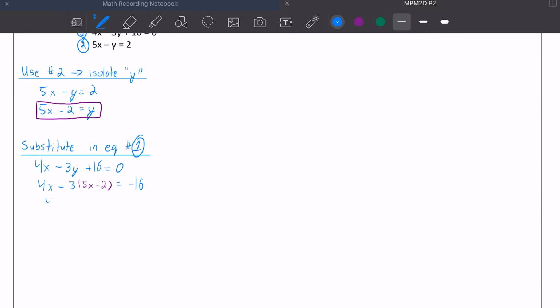So next step is to expand it out, which we get negative 15x plus 6 equals negative 16. Let's start collecting some like terms. We're going to get 11x. I'm going to already bring over that other 6 over to the other side. Get 11x equals negative 22. Let's divide both sides by 11 to isolate for x again. And we're going to get x equals negative 2. Just going to cancel those guys out.